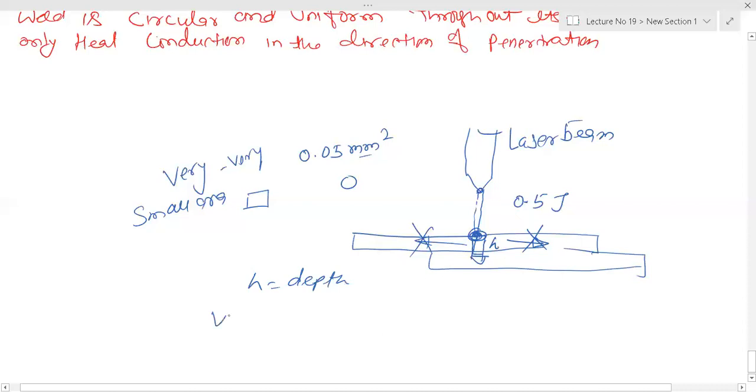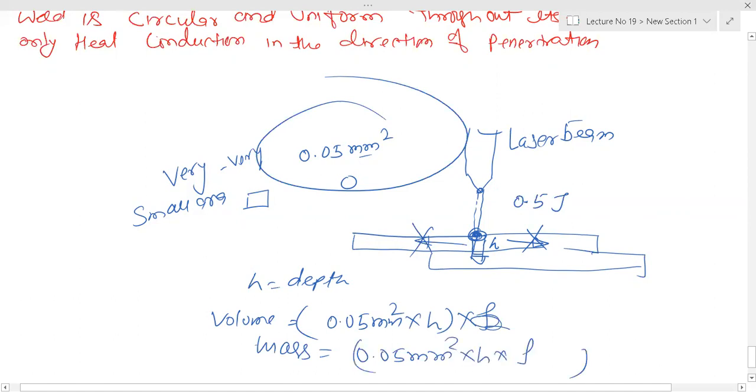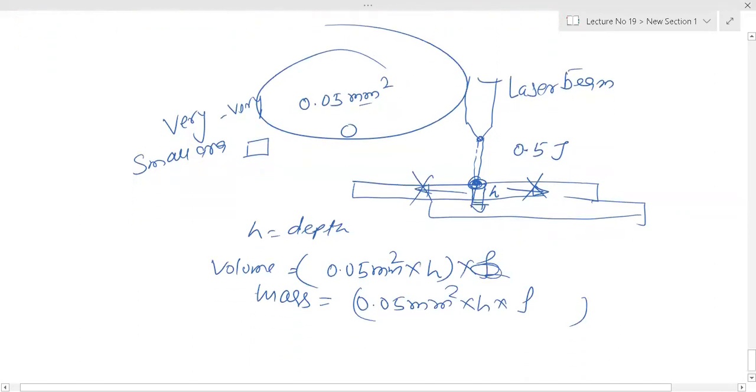So what is the volume? The volume will be the cross-section area, 0.05 millimeter square, into h. This is your volume. What is the mass? If you apply the density, it gives you mass. Mass will be 0.05 millimeter square into h into rho. Now you apply the energy equation.